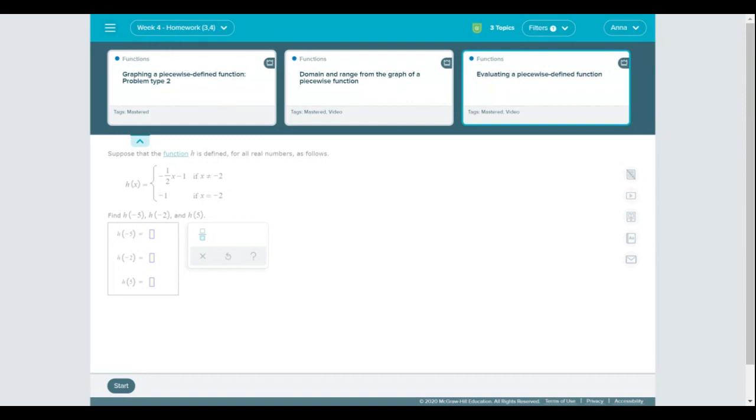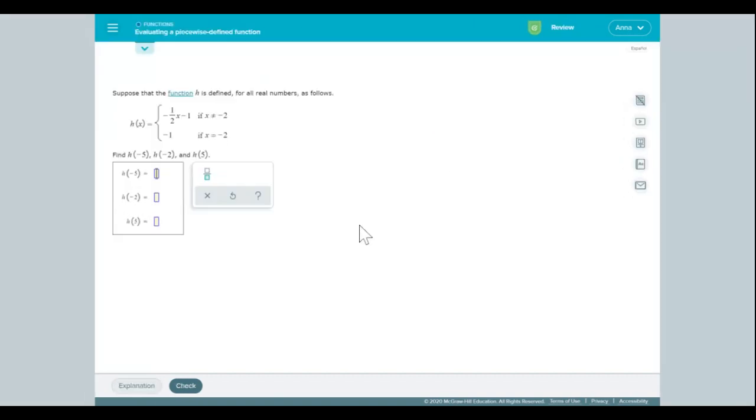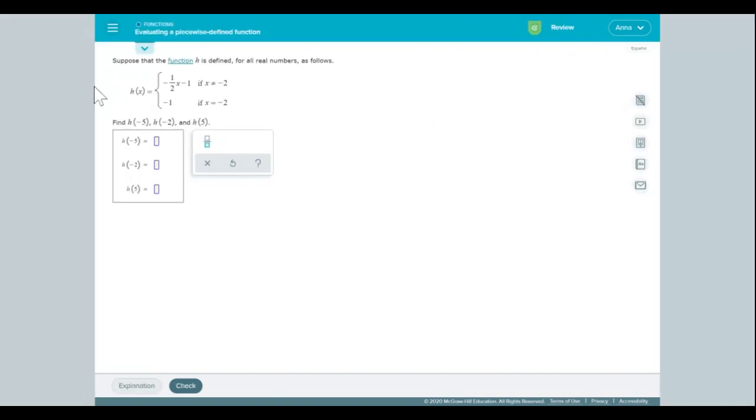The first one I'm going to go over is evaluating a piecewise defined function. So that is this topic right here. It says, suppose that the function h is defined for all real numbers as follows. h of x equals -1/2 x minus 1 if x is not equal to -2, and h of x is equal to -1 if x is equal to -2.